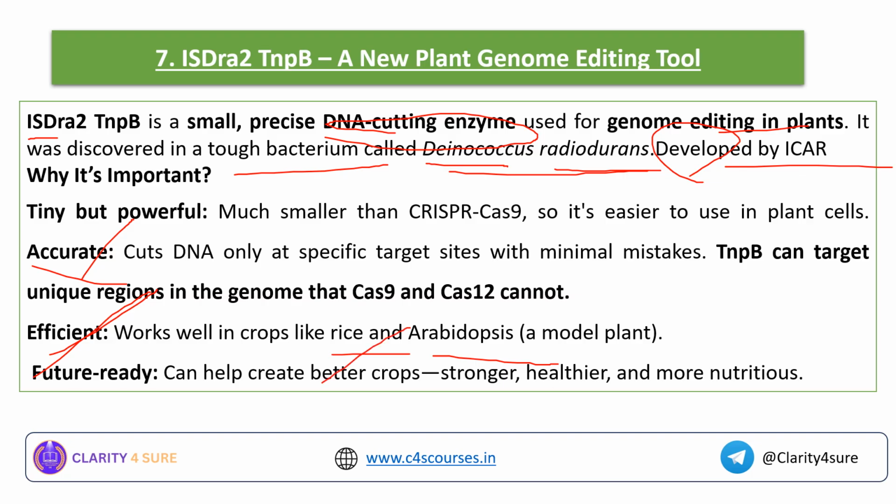We will be able to make better crops: stronger, healthier, and more nutritious, because we can include more traits like drought resistant, high yielding varieties, and climate resistant crops. So along these lines, this new DNA cutting enzyme TnpB becomes very important from your exam point of view.